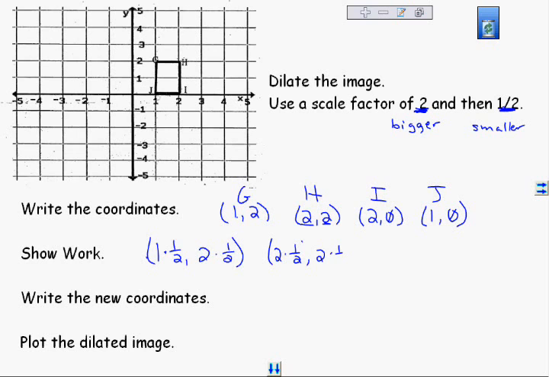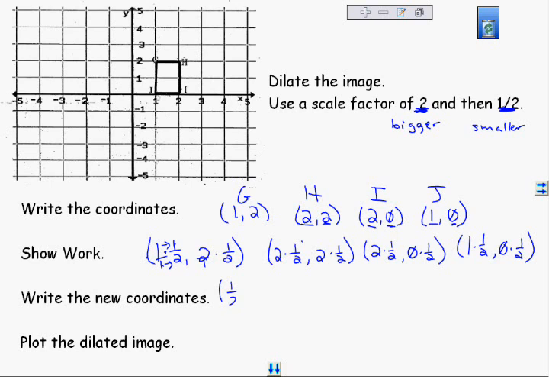2 times half. Now I, 2 times half. 0 times half. J, 1 times half. 0 times half. Now you can write your new coordinates. Since it's a fraction, if you're not good at fractions, you can just put your whole number over 1 and multiply straight across. 1 times 1 is 1.